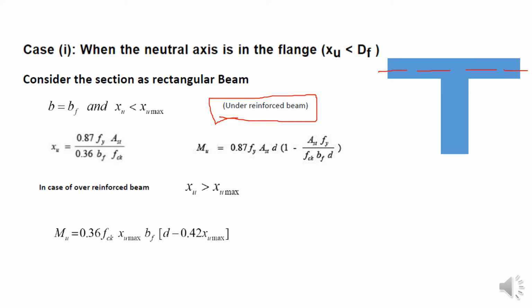BF into D. In case the section is over-reinforced, that is XU greater than XU max, you have to use this formula to find the value of the moment of resistance, that is MU is equal to 0.36 FCK into XU max into BF into D minus 0.42 into XU max. This is case 1, when the neutral axis lies within the flange.